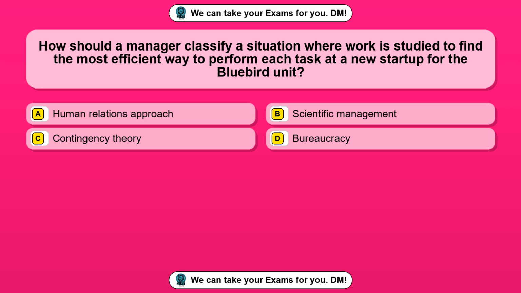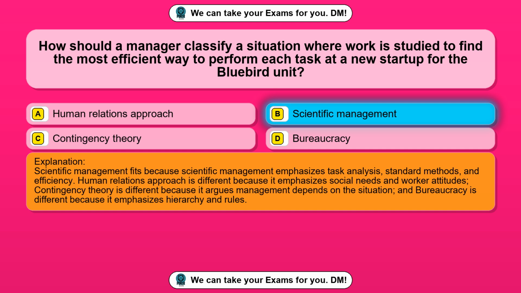Option A. Human relations approach. Option B. Scientific management. Option C. Contingency theory. Option D. Bureaucracy. The correct answer is option B. Scientific management. Scientific management fits because scientific management emphasizes task analysis, standard methods, and efficiency.